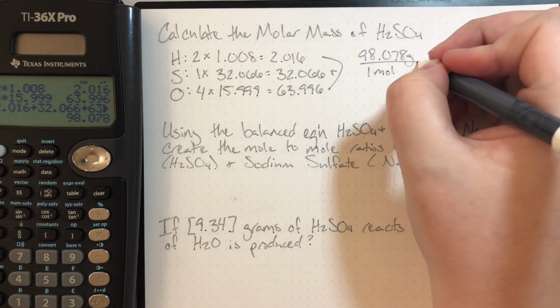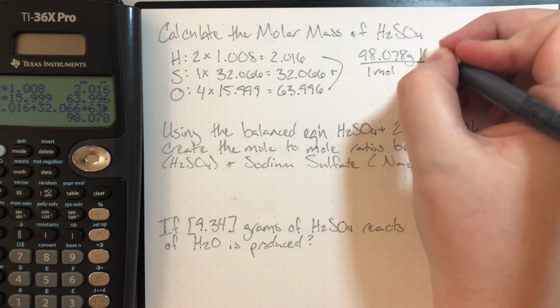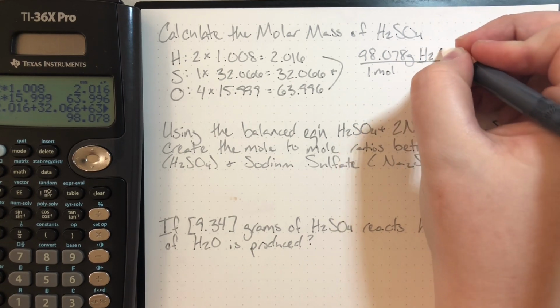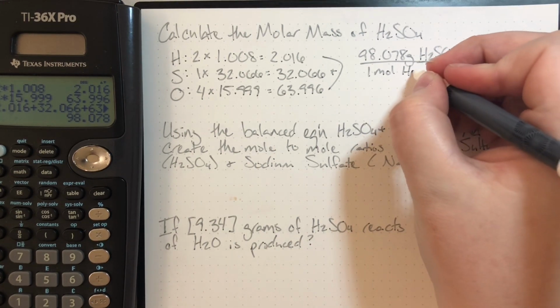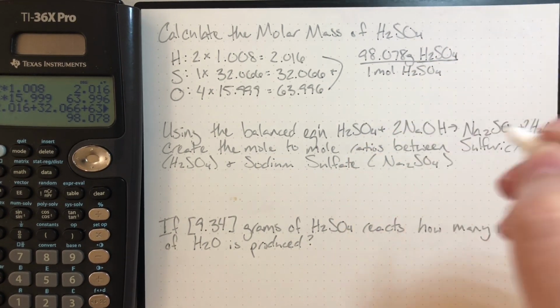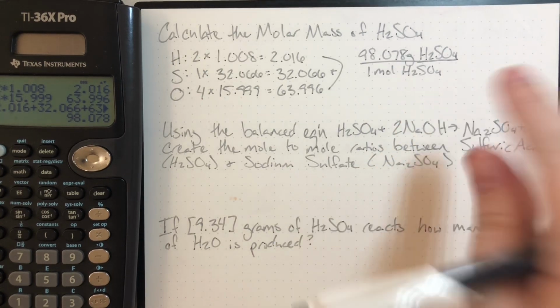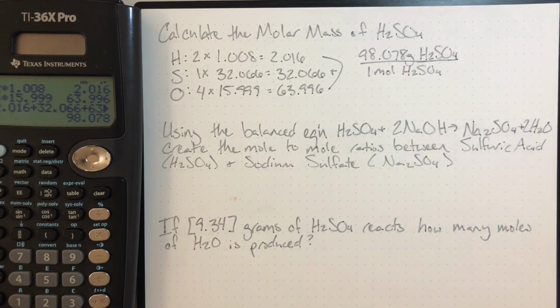and I'm going to write the molar mass as a conversion factor so that I can use that later. Since it's a conversion factor, I do need it flipped.